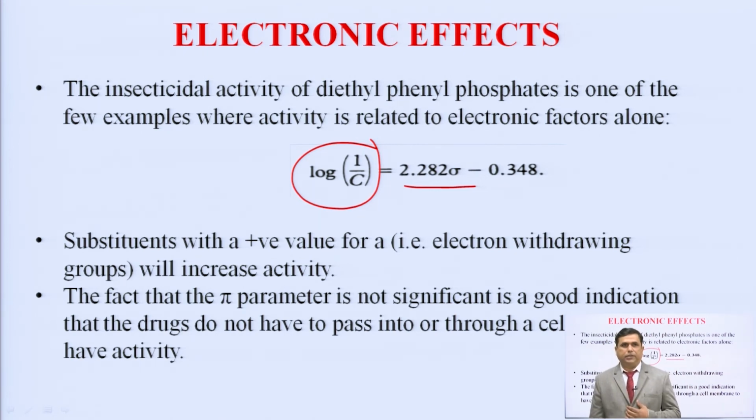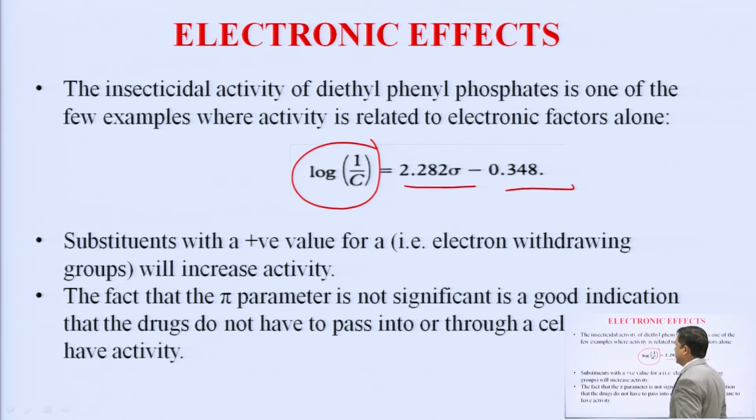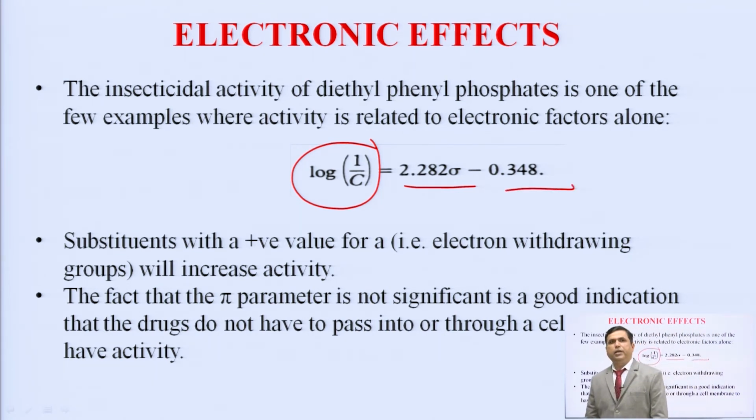The fact that the pi parameter is not significant is a good indication that the drug does not have to pass through a cell membrane to have the activity. That is, there is no pi involved here, which means only the electronic effect, related to sigma, matters, and we have to choose only the positive sigma values of the substituents.